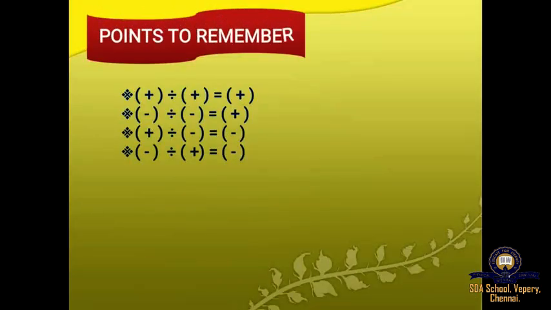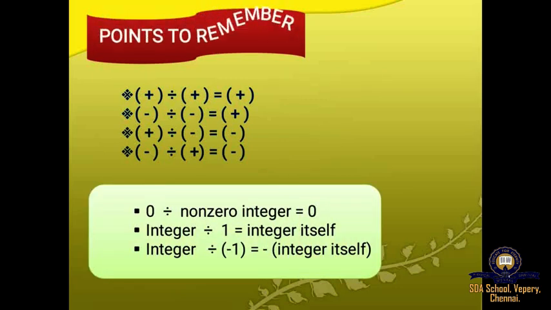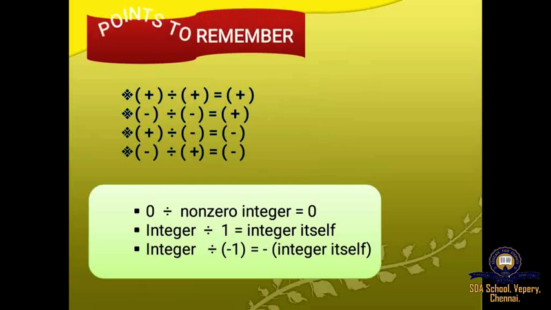Points to remember: plus divided by plus is equal to plus, minus divided by minus is equal to plus, plus divided by minus is equal to minus, and minus divided by plus is equal to minus. 0 divided by a non-zero integer is equal to 0, an integer divided by 1 is equal to the integer itself, and an integer divided by minus 1 is equal to minus the integer itself. All these rules apply only for division without remainder.